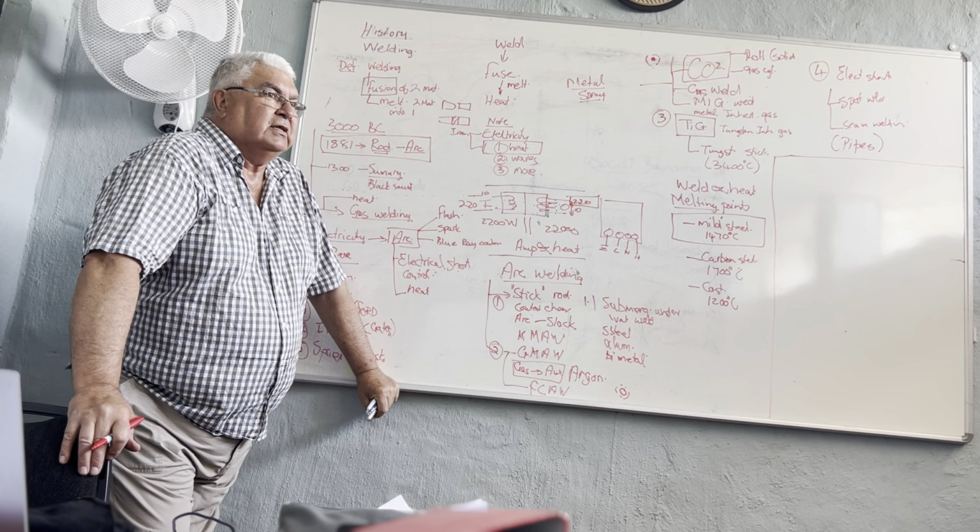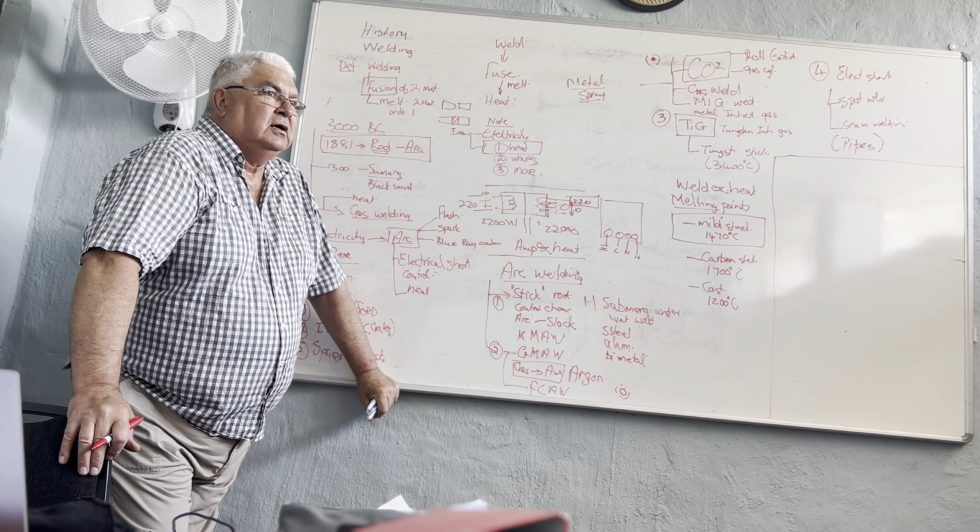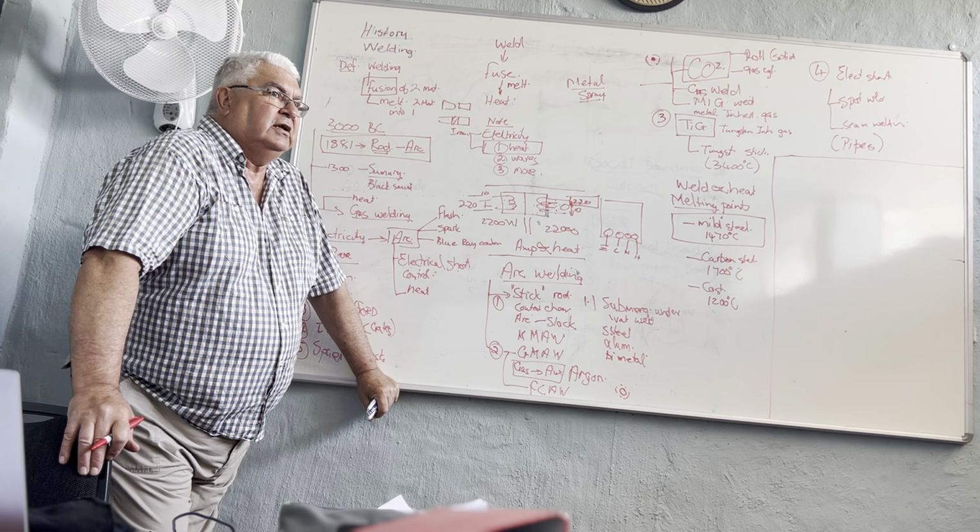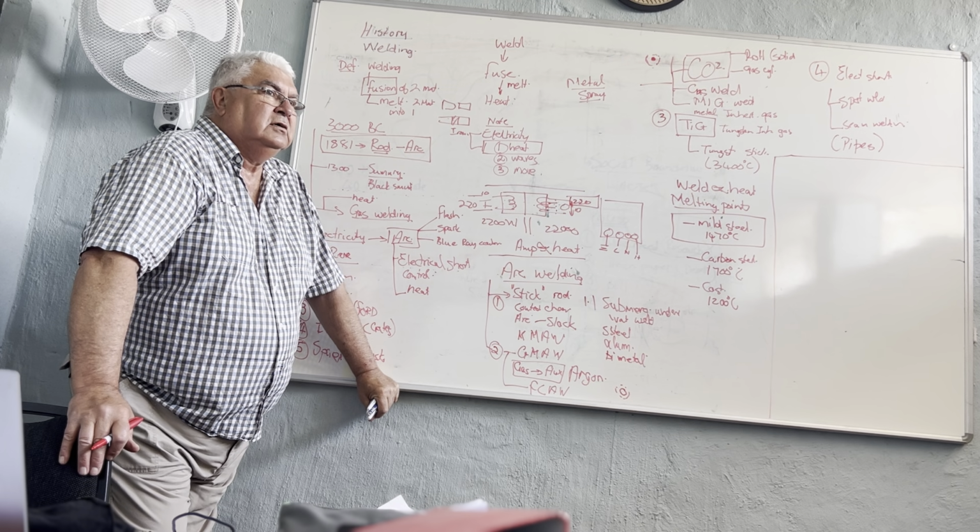Why are you looking at me like that? You're saying it produces how much? 7000 degrees Celsius. 6 to 7000. Yeah.